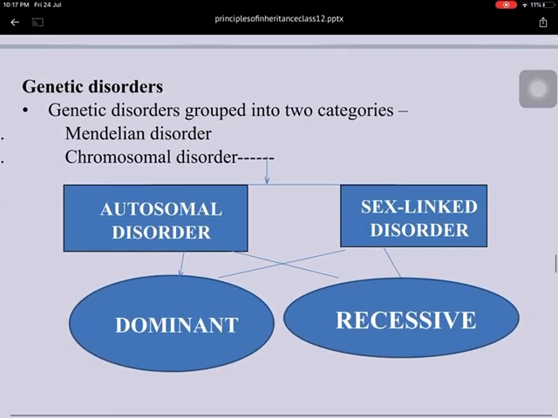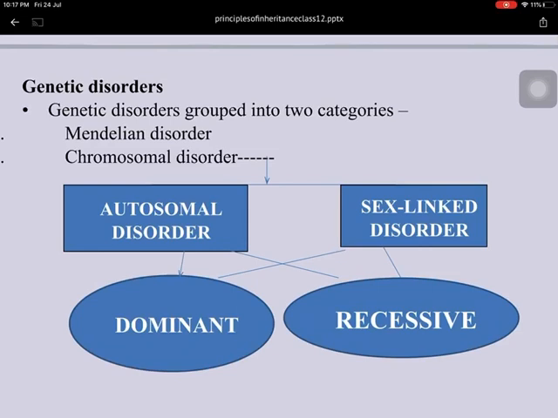Now there are some genetic disorders that are related to our chromosomes. There are two types of genetic disorder generally we consider: Mendelian disorder and chromosomal disorder. As you know, there are 23 pairs of chromosomes present in a human being, in which 22 pairs are responsible for other body characteristics and are known as autosomal chromosomes, and one pair that is responsible for sex and differentiates male from female is known as the sex chromosome. In male that is XY, and in female XX chromosome.